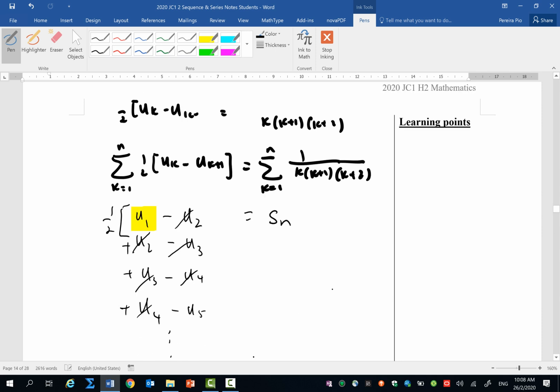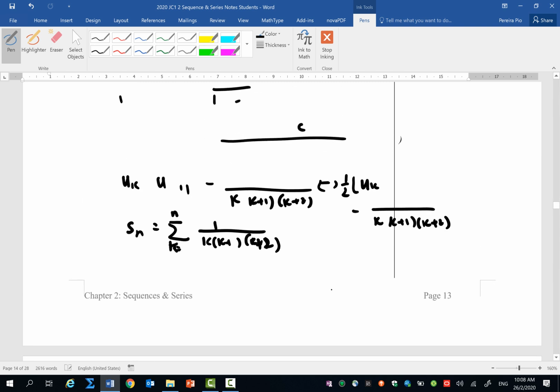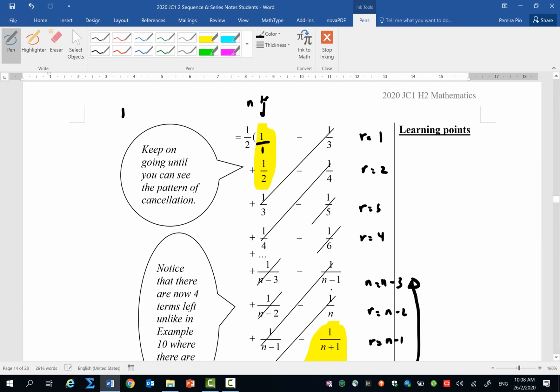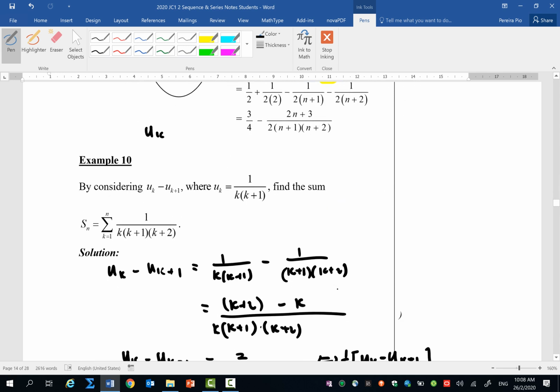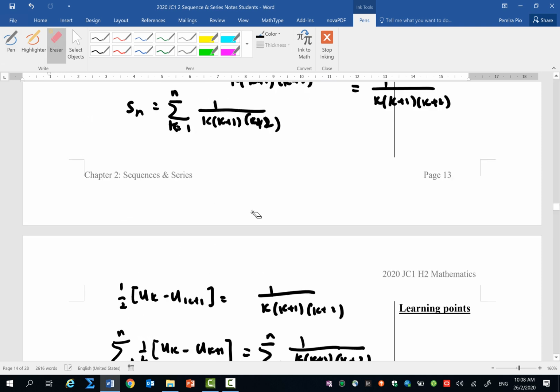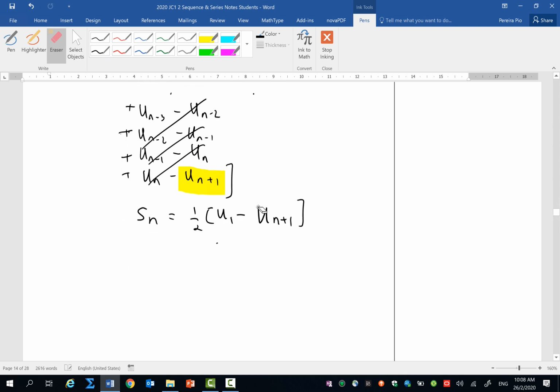Now, your Uk was basically here, right? So in this case, for U1 and Un, you substitute the corresponding values of k, okay? So in this case, what you get is 1 over 1 times k plus 1, so that's 2, minus 1 over n plus 1, n plus 2. Let me just check if the answer is correct.